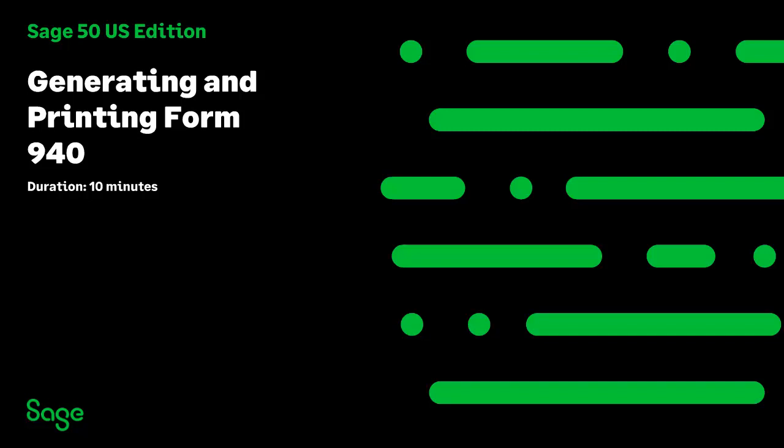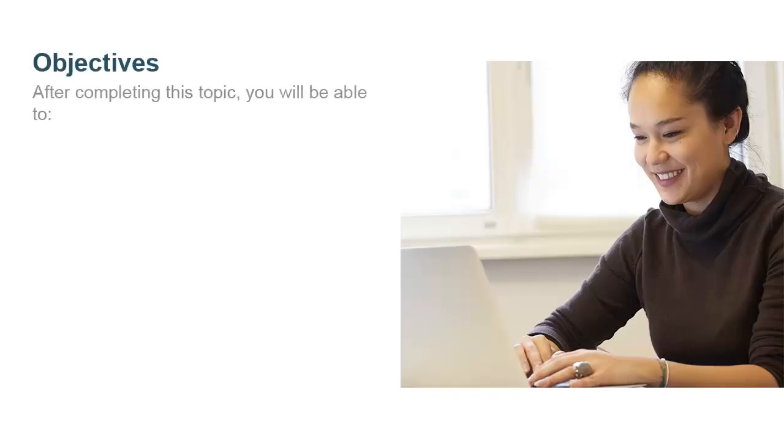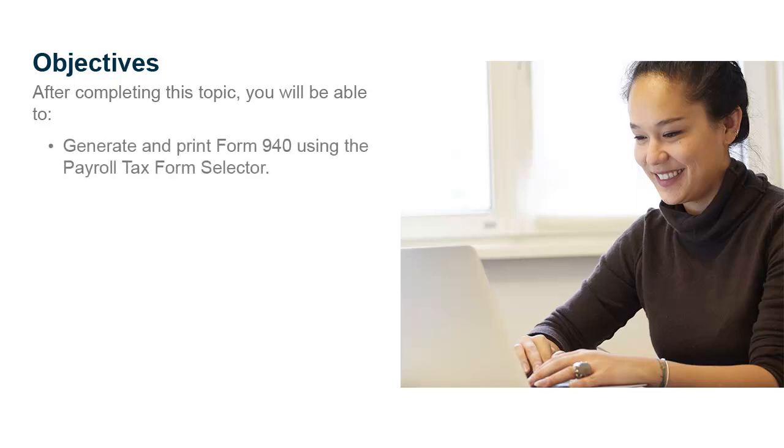Welcome to this Sage 50 US edition Anytime Learning topic. In this lesson, you will learn how to generate and print IRS Form 940 in Sage 50 Accounting. After completing this Anytime Learning topic, you will be able to generate and print Form 940 using the Payroll Tax Form Selector.